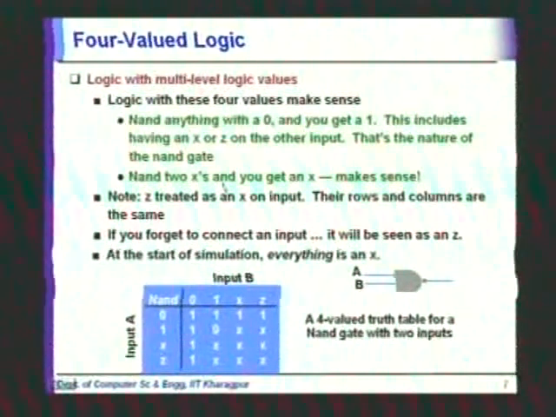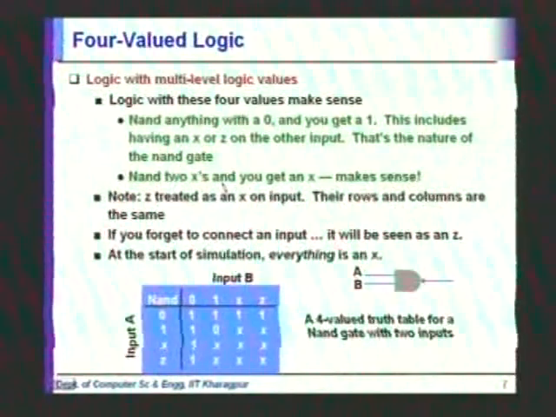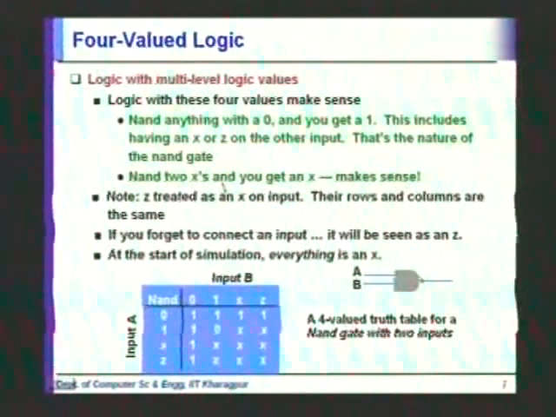And two X's and you get an X. Make sense? If you don't know the values of both inputs of a NAND gate, can you know the output of the NAND? No. So the output will also be X. Note that Z is treated as an X on input. Their rows and columns are the same.